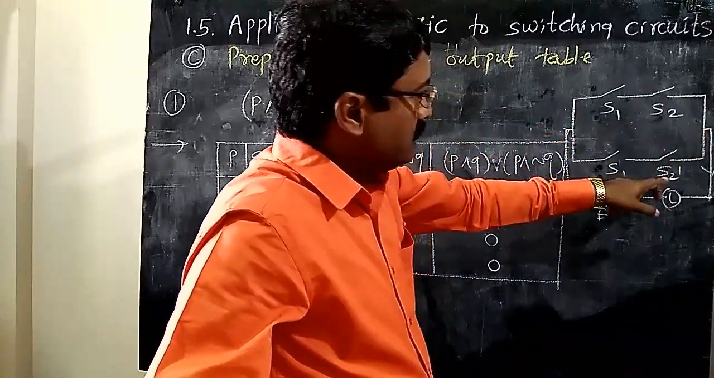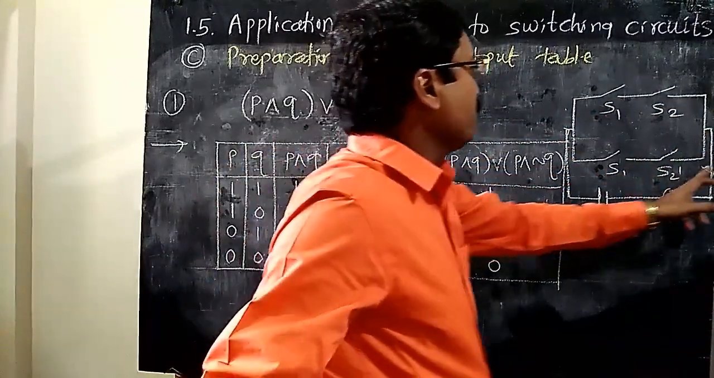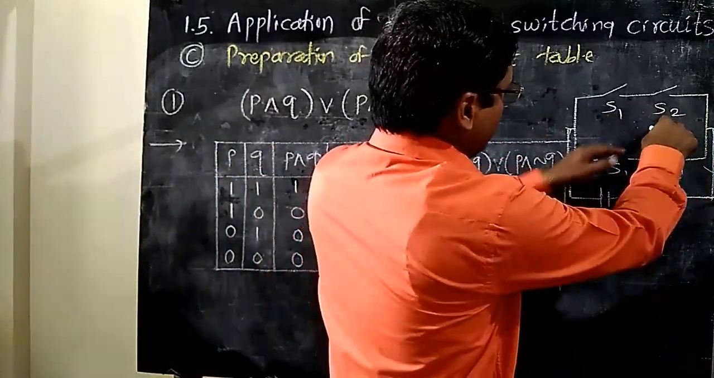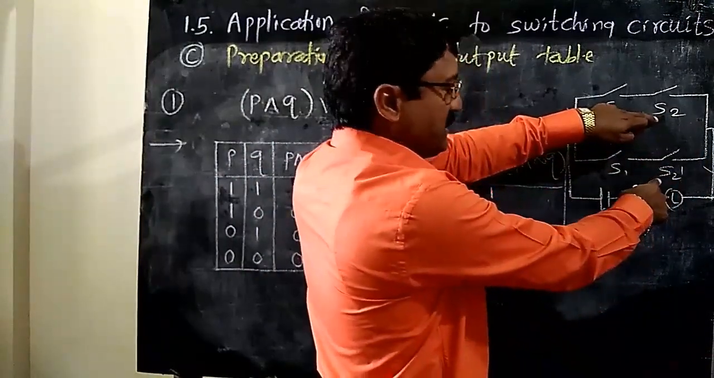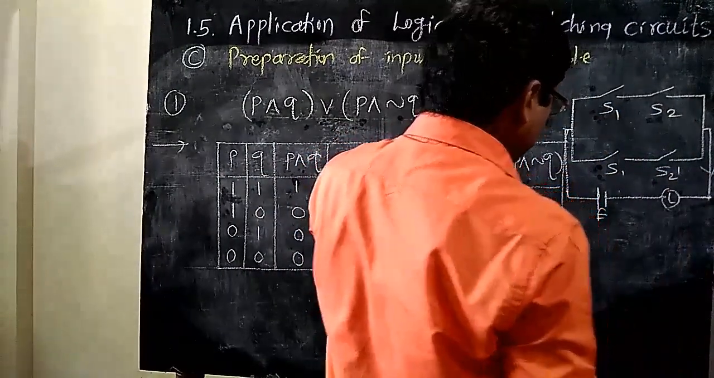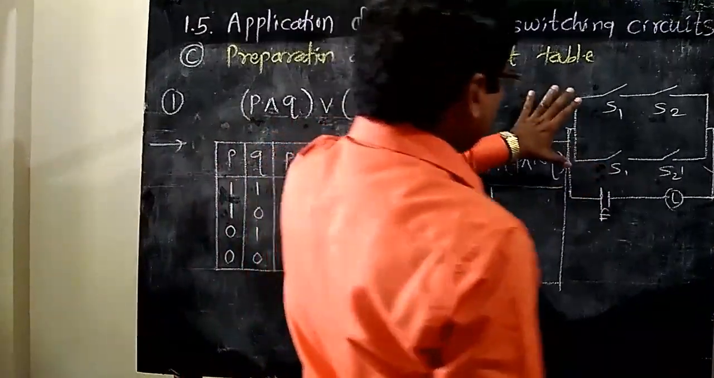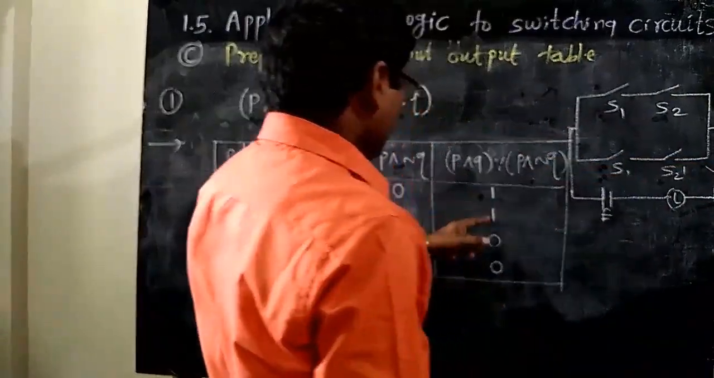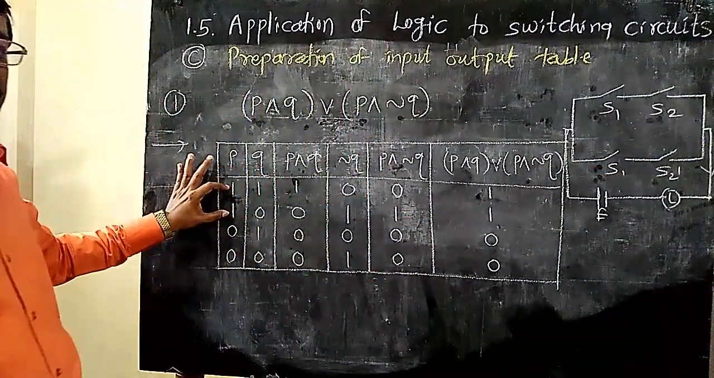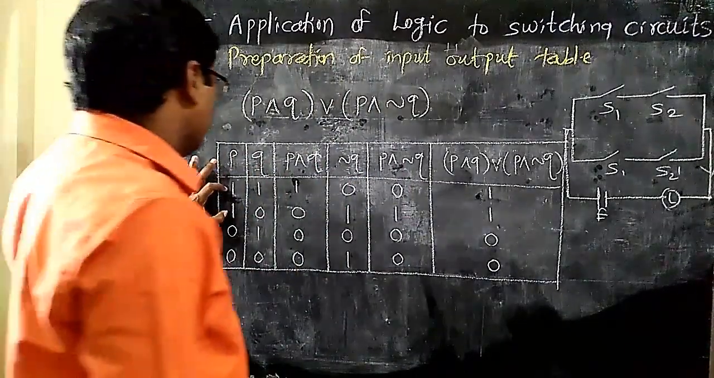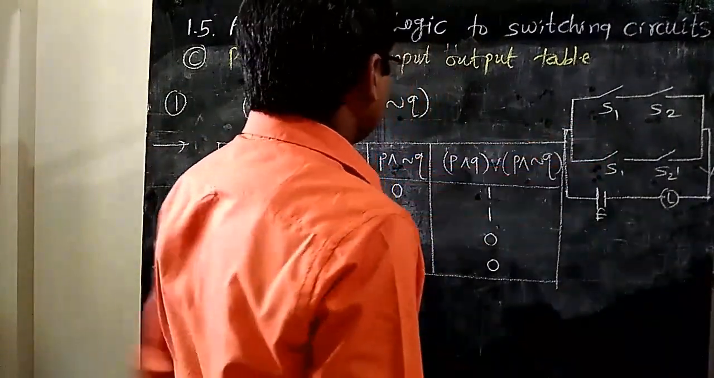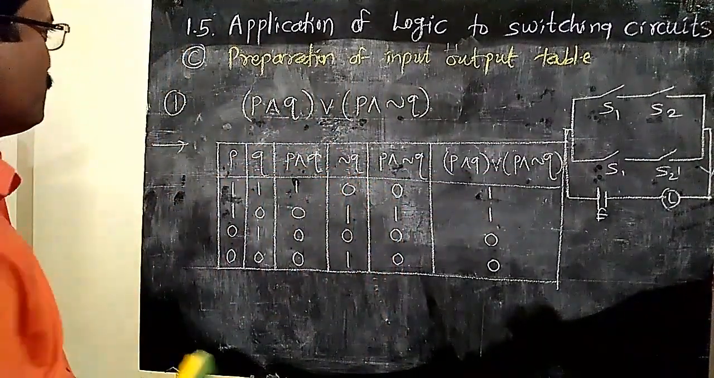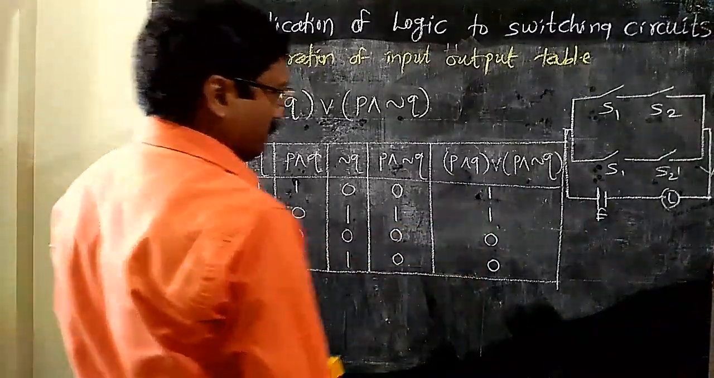If S2 is closed, then S2 dash will be open, so current will not pass through this branch. So whenever S1 is closed, current will pass through this. If S2 is open, obviously S2 dash will be closed, so current will pass through this branch. So whenever S1 is closed, current will pass through either this branch or this branch. So we get this conclusion, 1 1, as P will be 1. So whenever switch S1 is closed, current will pass through the circuit. That we have to write as the conclusion from this input-output table.